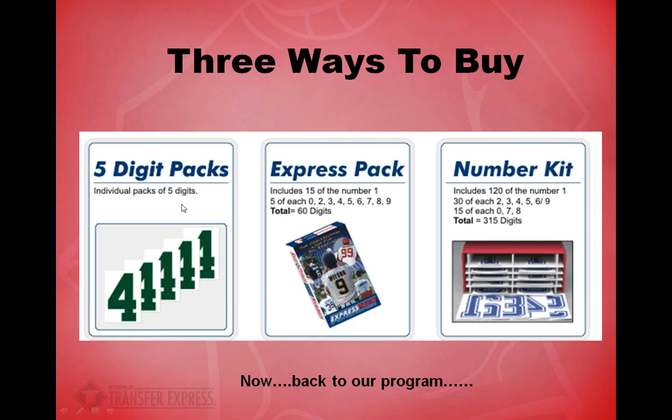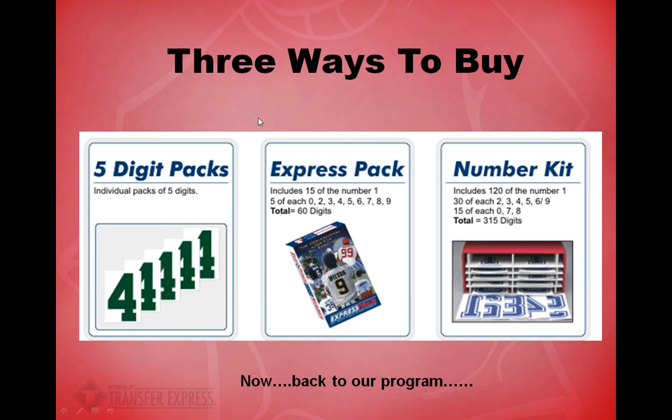5-digit packs are useful when you're ordering just a couple packs, maybe even just one team, and the numbers are sort of all over the board, like a 1 and a 12 and a 22 and a 67. For teams like that, the 5-digit packs will be most useful.